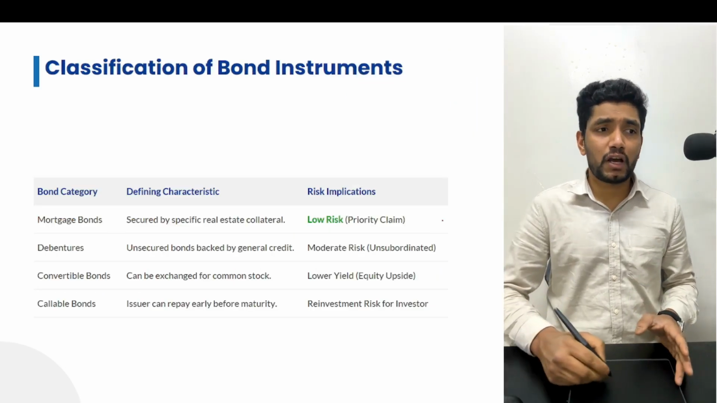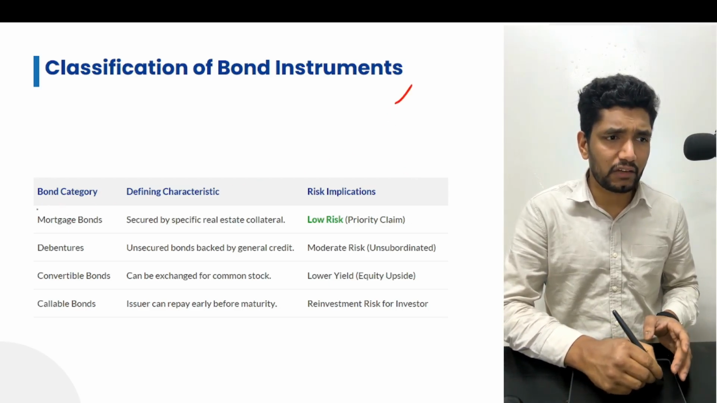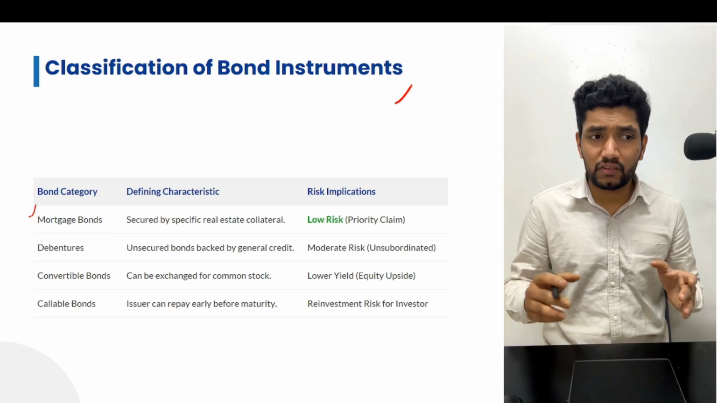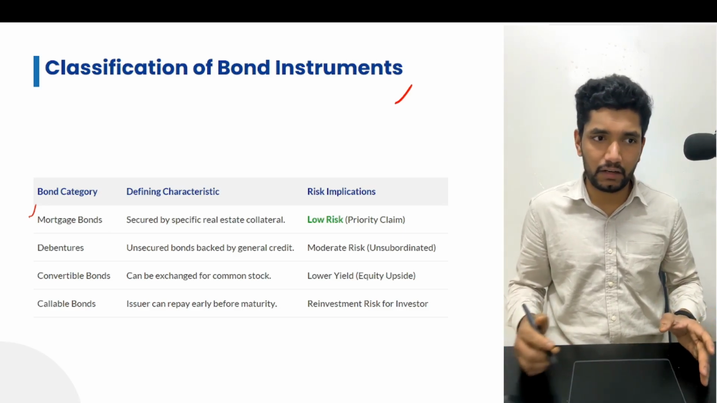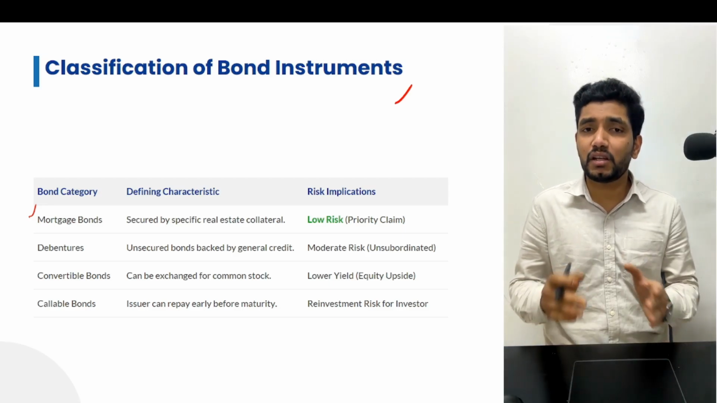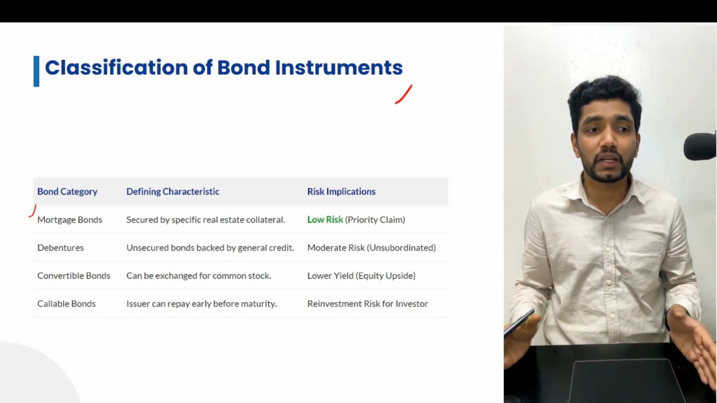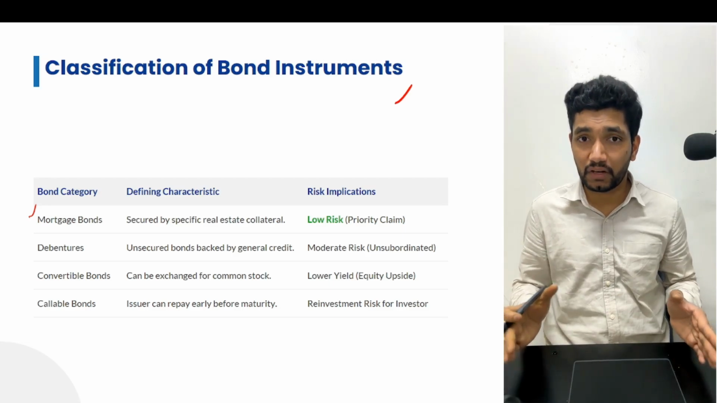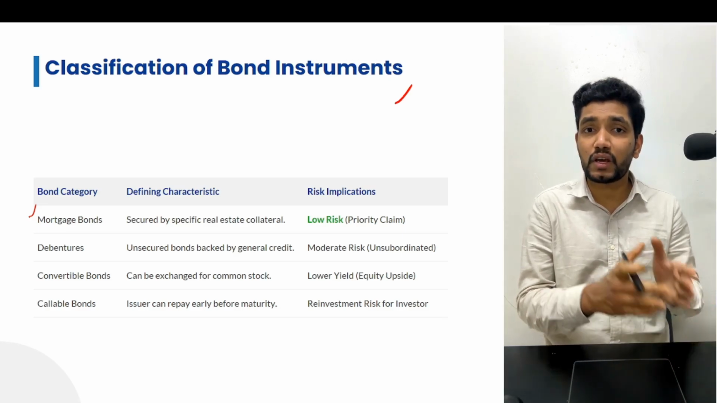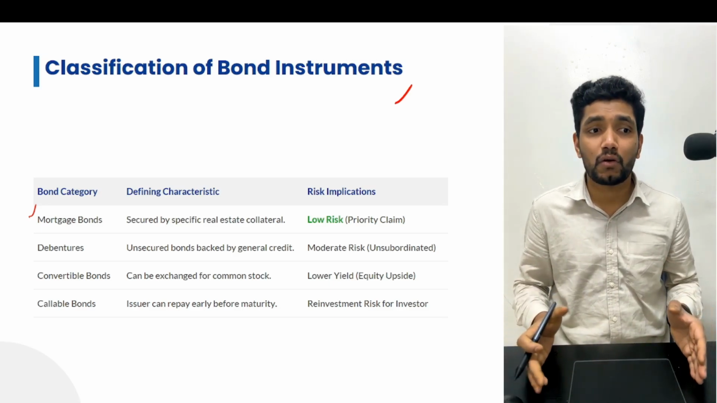So now let's come to the classification of bond instruments. There are four categories of bond. The first one is the mortgage bond. A mortgage bond is secured by specific collateral. It is normally considered a low risk bond. That means the bond value is already secured with some asset of the company, maybe some real estate or some machinery. So it is already secured by real estate or other collateral.